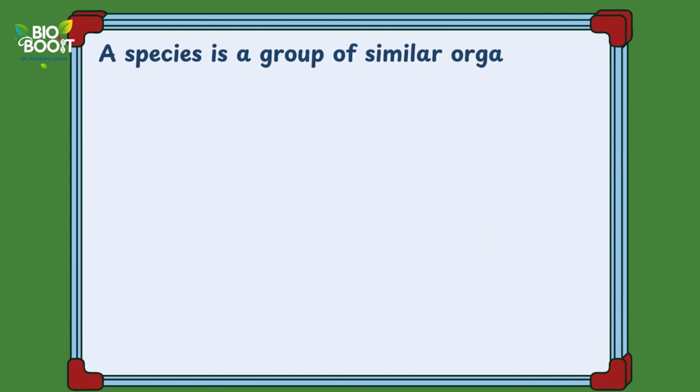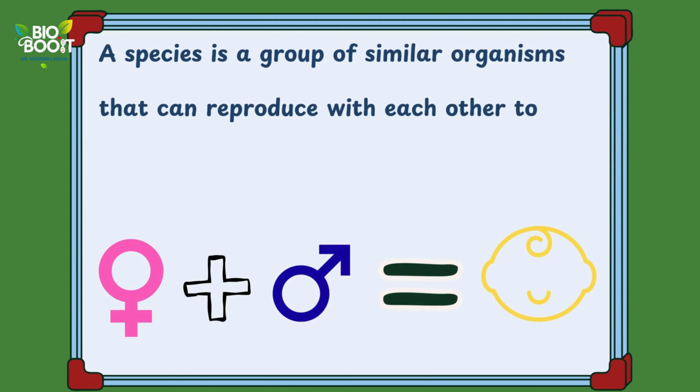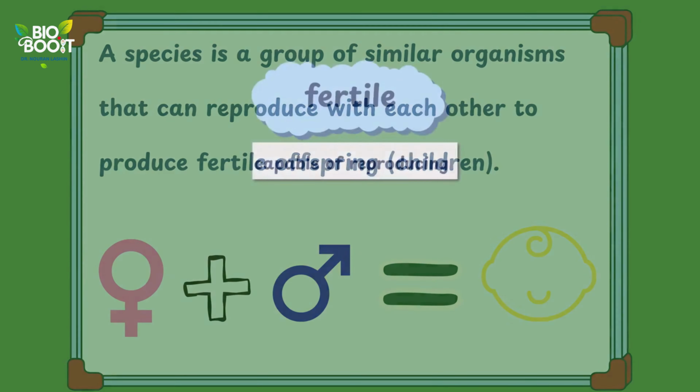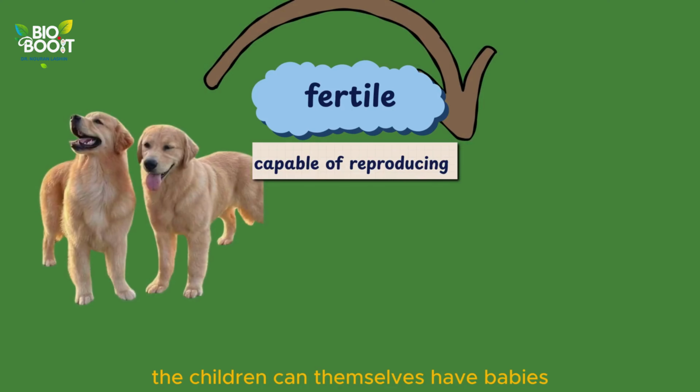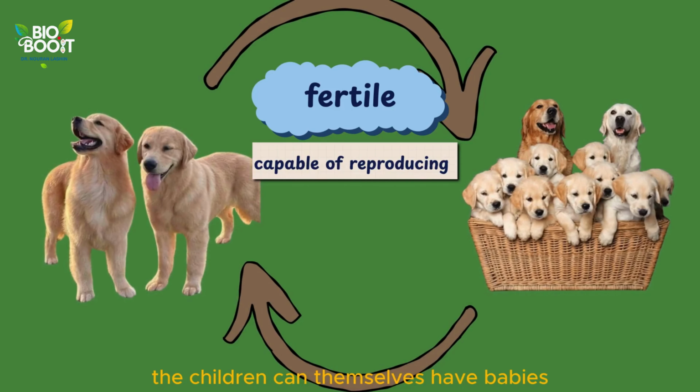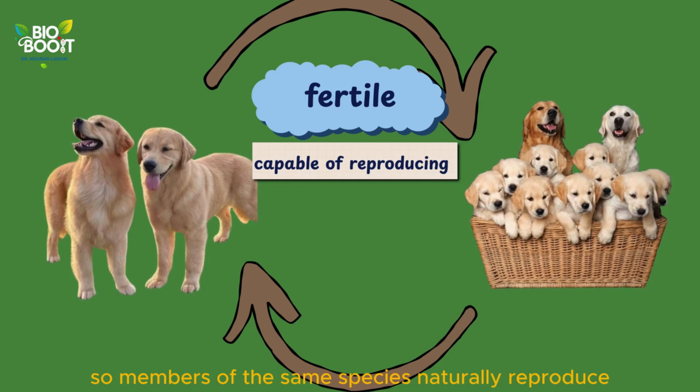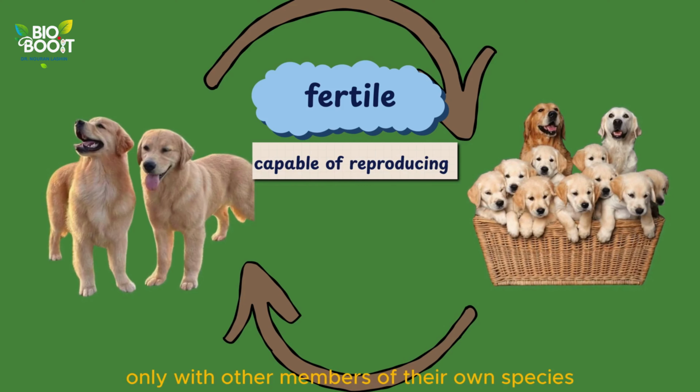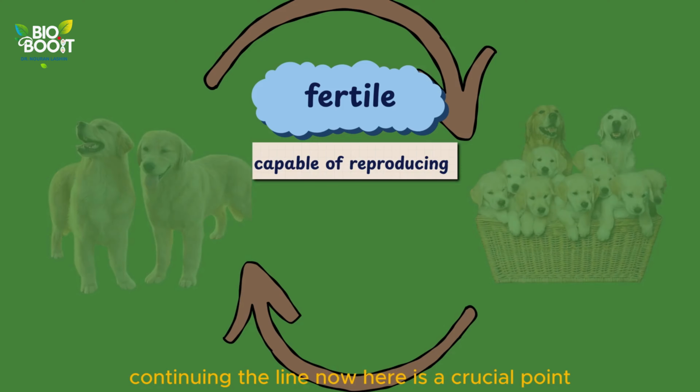In simple scientific terms, a species is a group of similar organisms that can reproduce with each other to produce fertile offspring. Fertile means that the offspring, the children, can themselves have babies. So, members of the same species naturally reproduce only with other members of their own species, continuing the line.